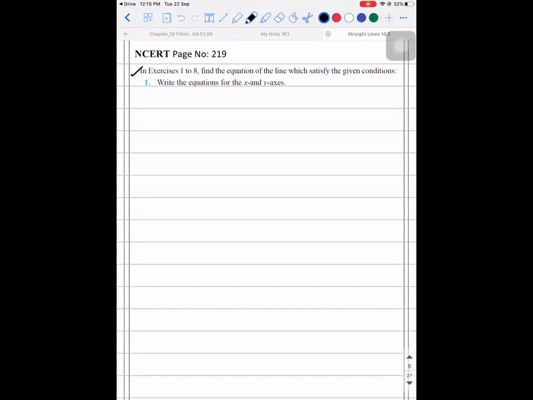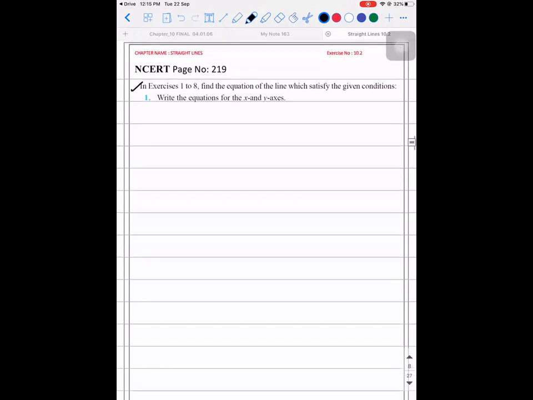NCERT, page 219, exercise number 10.2. So observe. Write the equations for the x and the y axis. X axis: y is equal to 0. Y axis: x is equal to 0. Okay.